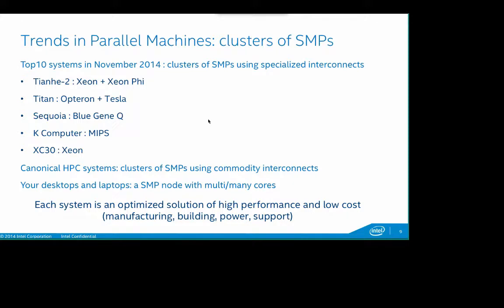And of course, that is absolutely clear from even today's top 10 list. Some of them have accelerators or coprocessors, but all of them are clusters of SMPs. And even your laptops and phones are SMPs. All these systems are a representative or optimized solution for a given community they want to serve, and you will be optimizing all the costs involved. But not very often do they include the cost of development. Hopefully, the community is moving toward a good and portable solution, so that what you do now will be useful in the next generation and hopefully further.